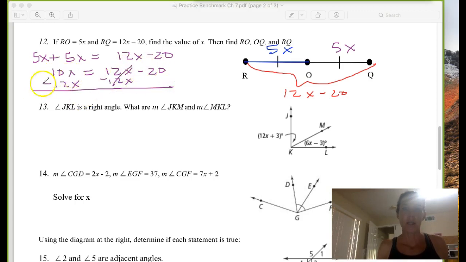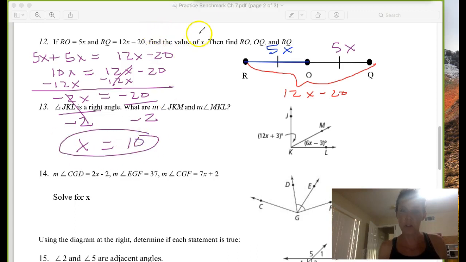So 10x minus 12x is negative 2x, and that's going to equal negative 20. Now to get x by itself, I'm going to divide. I'm going to have to go below this. I'm going to divide by negative 2 on both sides. And then I'm going to get x equals, a negative divided by a negative is a positive. So negative 20 divided by negative 2 is positive 10.